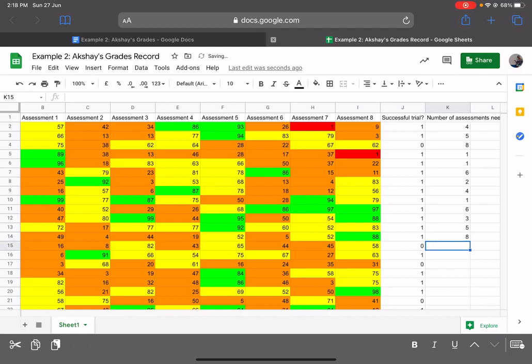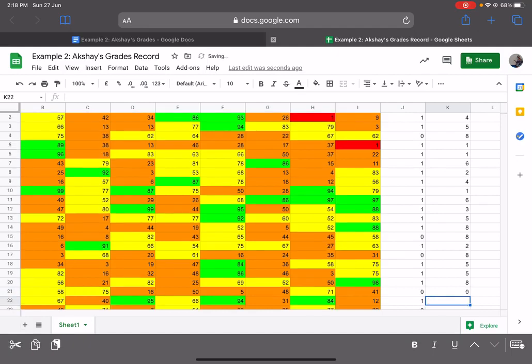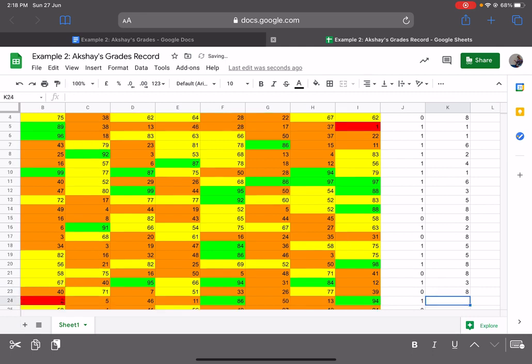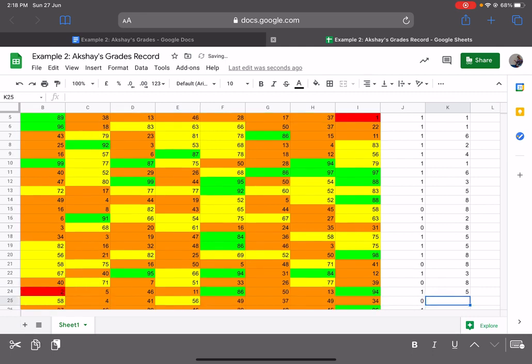This one was an unsuccessful trial, so he needed to do all 8. He still didn't get excellence. This one was on number 2. This one was unsuccessful, so number 8. Number 5, got it on number 5. Got it on number 8. Didn't get it at all, so this one should be 8. This one, he did number 3. This one was unsuccessful, so he had to do all 8. This one, he got it on number 5.